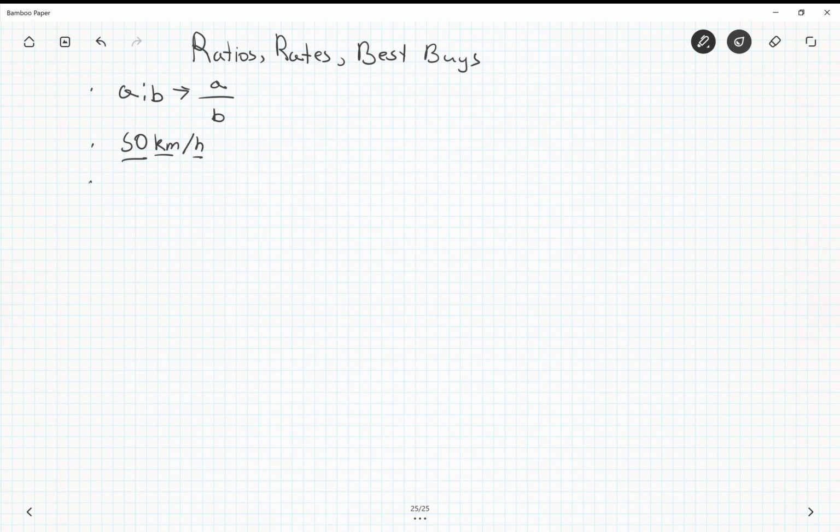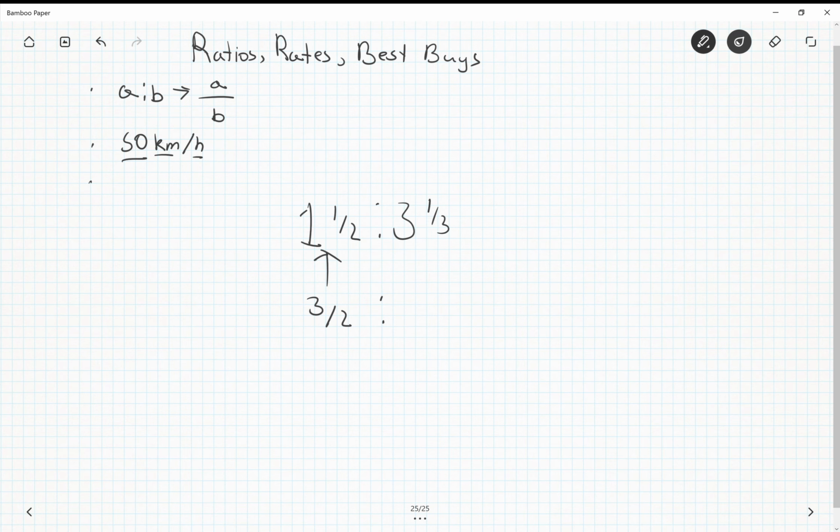So what if we had something like 1.5 is to 3 1/3. Now this question may seem daunting to a few of you, but let's just think about this realistically. If we put both of these into an improper fraction form, this number would equal 3 over 2, while this number would equal 10 over 3.